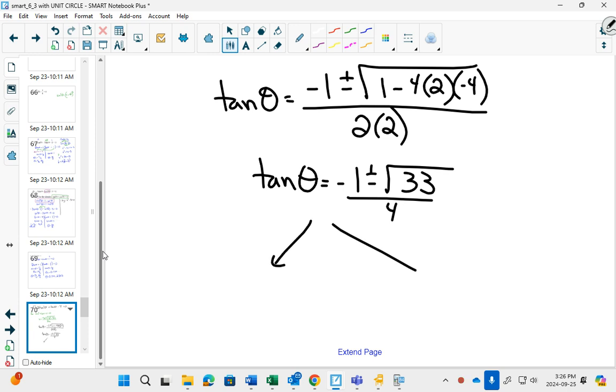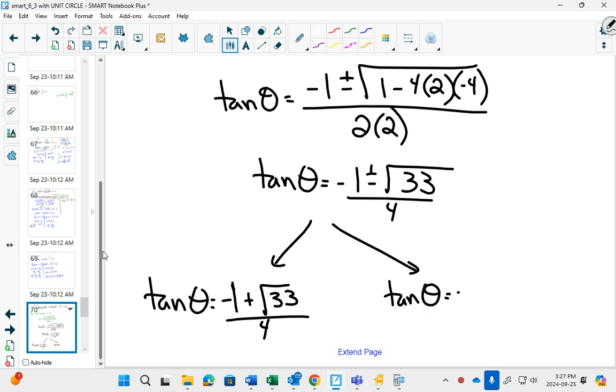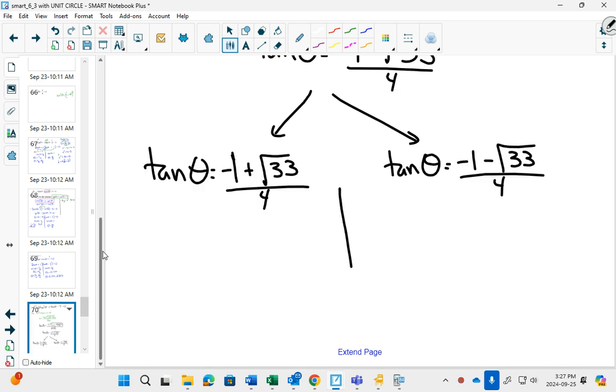With that plus or minus, you actually get 2 equations. You get tan theta equals negative 1 plus square root of 33 all over 4, and you get tan of theta equals negative 1 minus the square root of 33 all over 4.